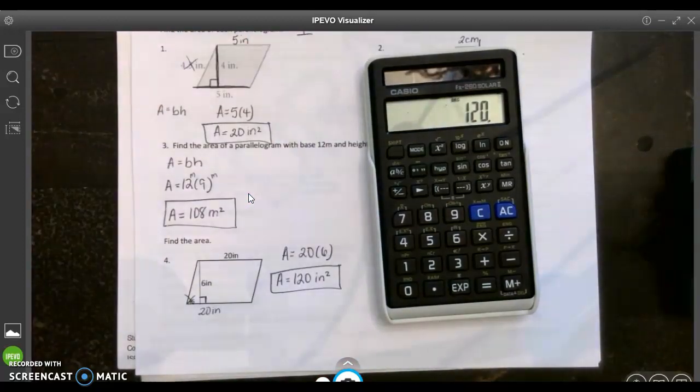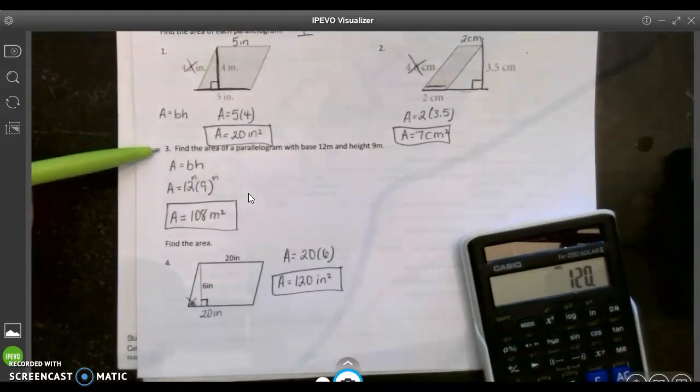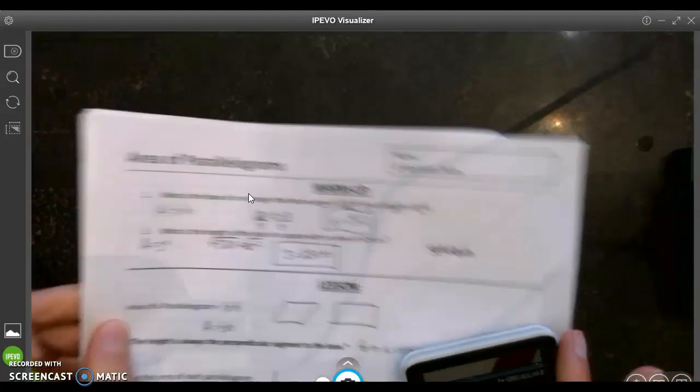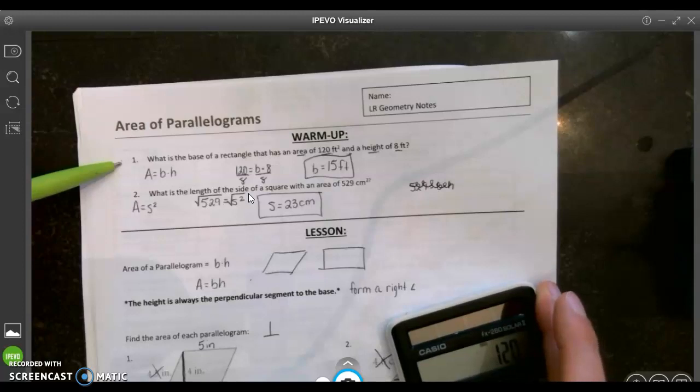So you're only going to do 4 problems. 3 of them are pictures. One of them is in words, but that one in words is more like this number 1, where you're finding a base or a height given the area.